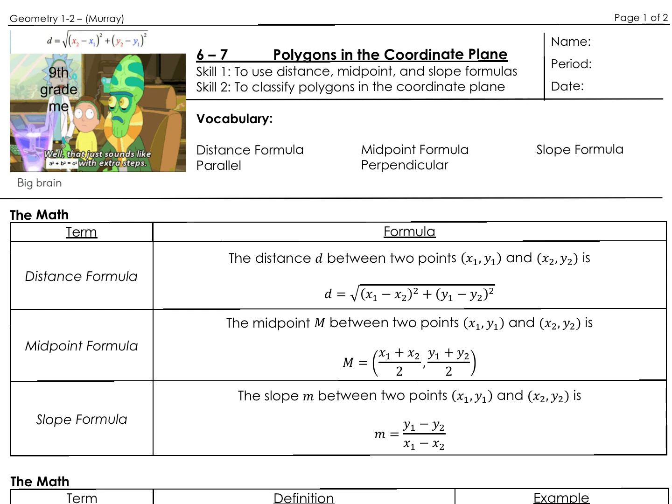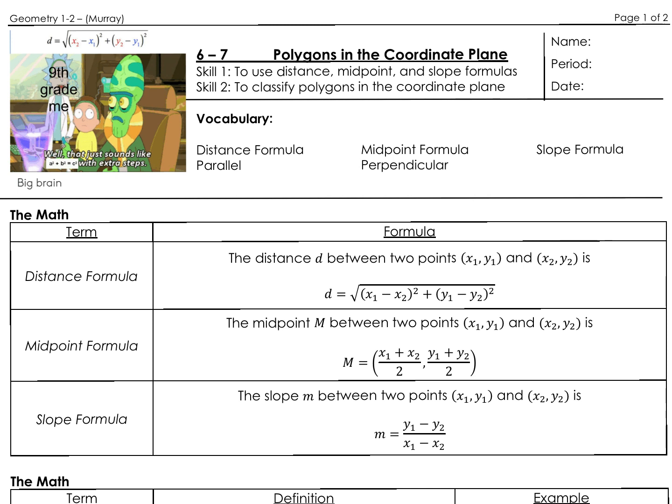Same thing for a rhombus. So a rhombus, yes, you could prove that all 4 sides are equal, but how do you know it's a rhombus and not a square? So you could prove all 4 sides equal and then prove that you don't have 4 right angles. And then with a square, you could prove all 4 sides are equal and prove that you do have 4 right angles. So there's just some examples of what we're going to do today.